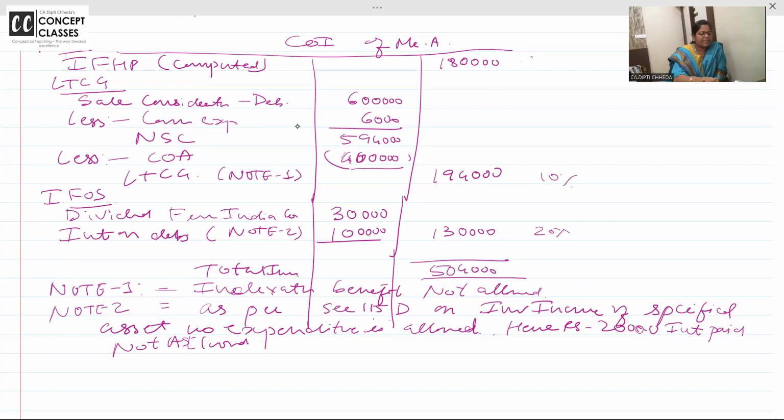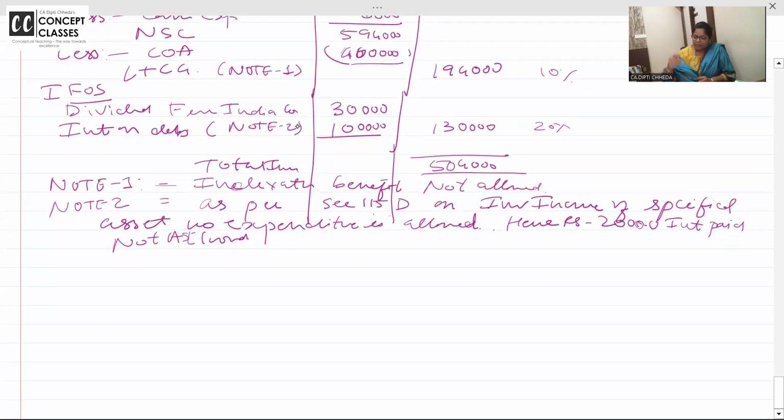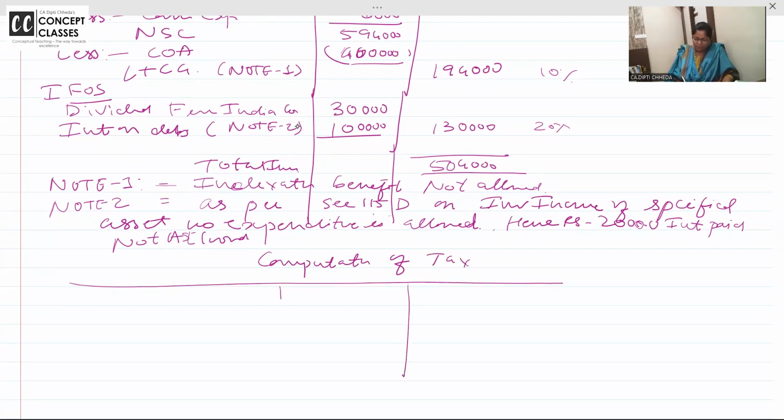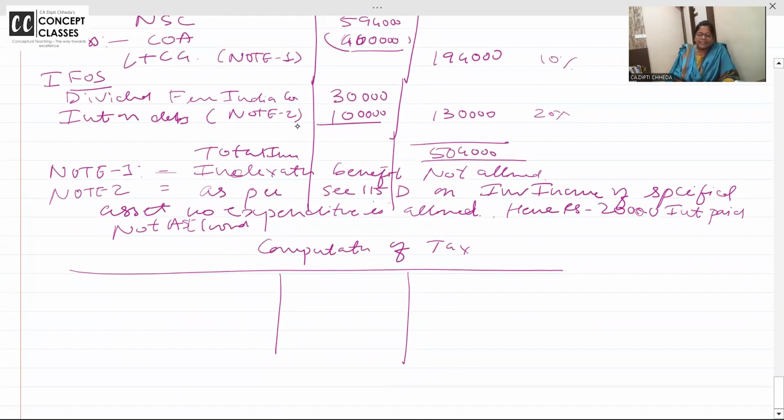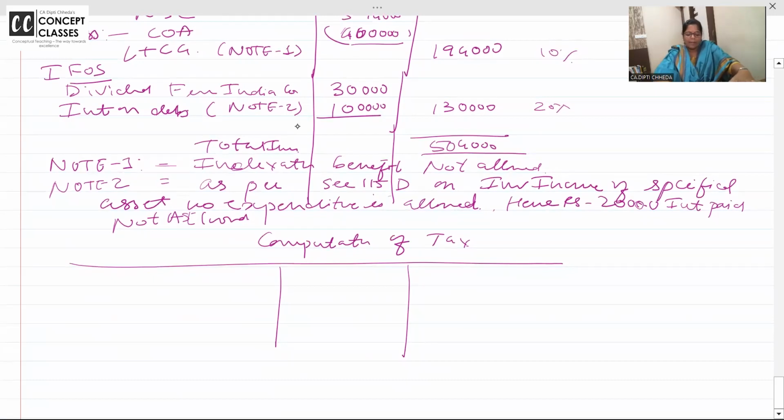Now, let us calculate. Tax payable. Computation of tax. Yes. As I said, one by one you can take. Long term capital gain पे आप कितना टैक्स लोगे एक एक करके लेना है. तो long term capital gain 1,94,000 into 10%, 19,400.